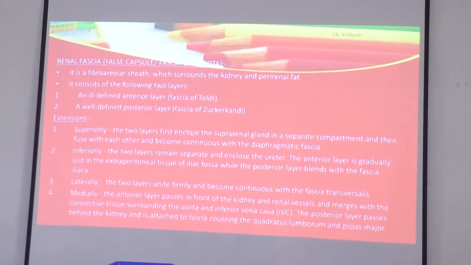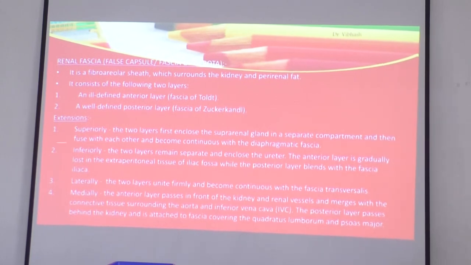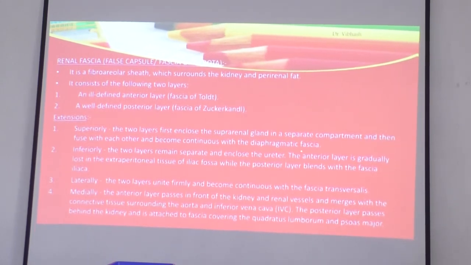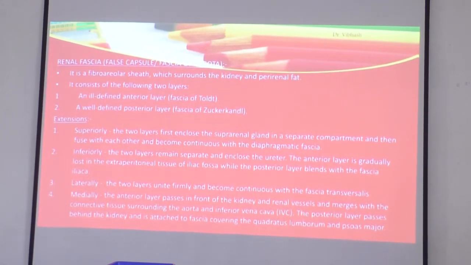Superiorly, these two layers first enclose the suprarenal gland in a separate compartment and then fuse with each other and become continuous with the diaphragmatic fascia. Inferiorly, the two layers remain separate and enclose the ureter. The anterior layer is gradually lost in the extraperitoneal tissue of the iliac fossa, while the posterior layer blends with the fascia iliaca. Laterally, the two layers unite firmly and become continuous with the fascia transversalis, the lateral reflection.